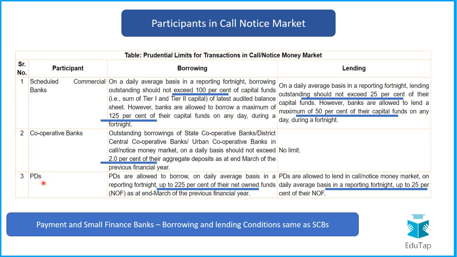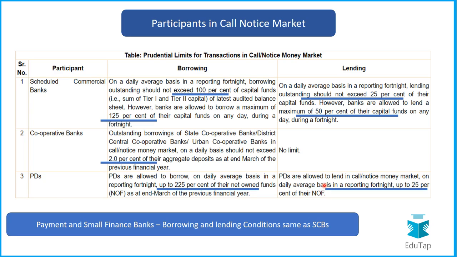Then we come to primary dealers. Now, primary dealers are allowed to borrow on a daily average basis. So for a 15-day period, their daily average should be up to 225% of their net owned funds. What is net owned funds? Your shareholder equity basically. Capital fund is shareholder equity plus your debt or liabilities. Net owned fund is basically your shareholder equity. So for primary dealers, their condition is that for a 15-day period, their daily average should not be more than 225% of their net owned funds.